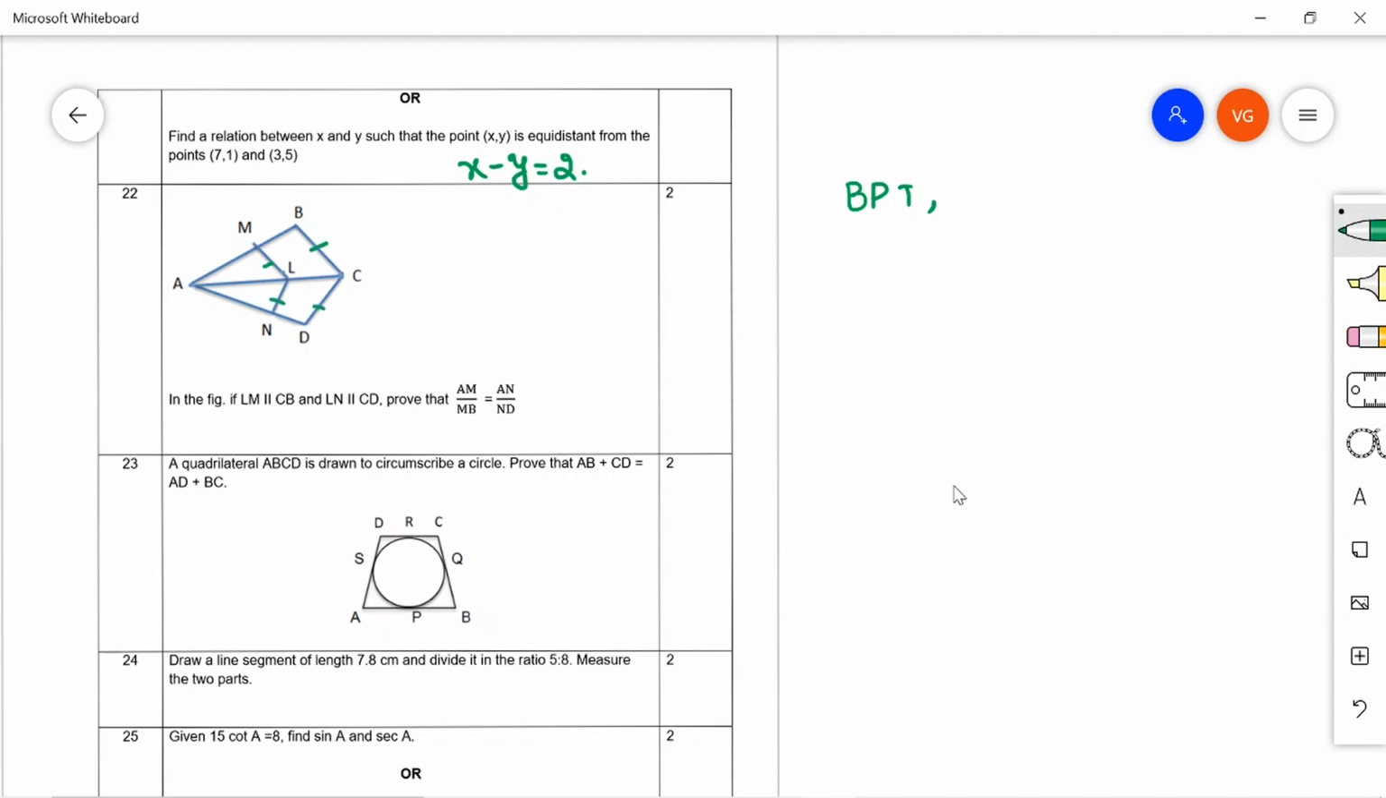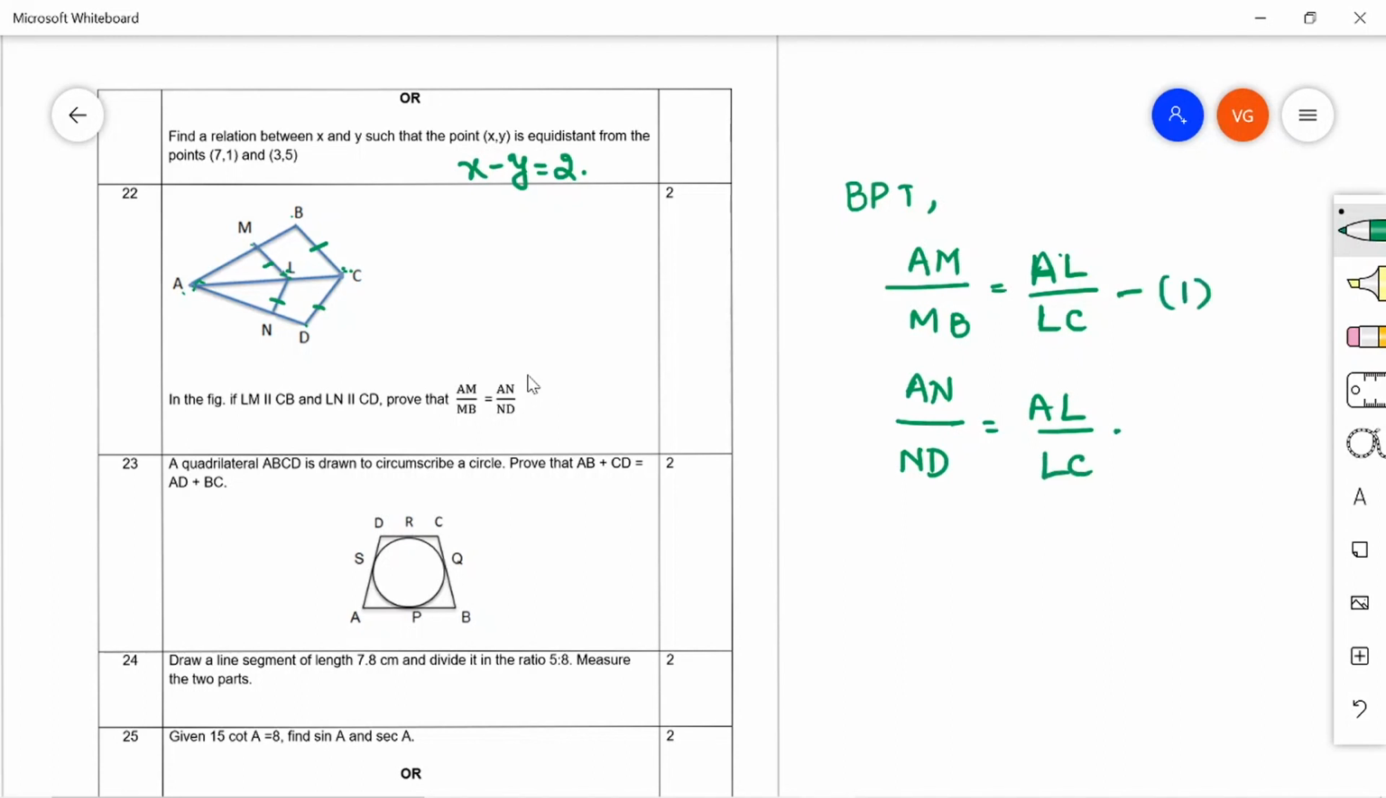From the basic proportionality theorem, if you consider the triangles ALM and ABC, you can write the ratio as AM divided by MB is equal to AL divided by LC. Similarly, if you consider the lower section here, again applying BPT, you can write AN divided by ND is equal to AL divided by LC.